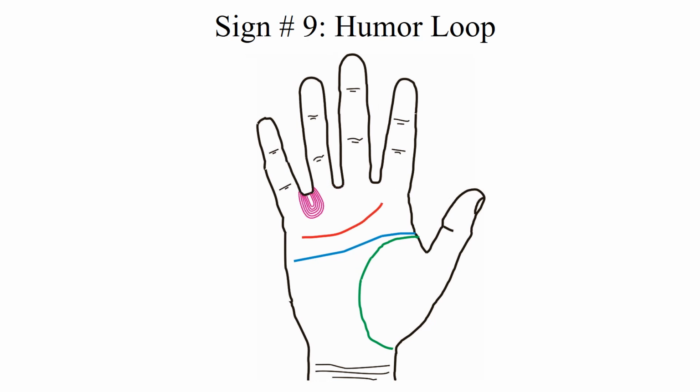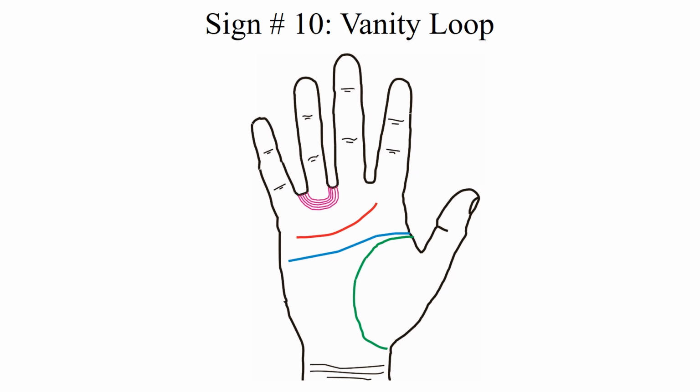Sign number 9. Humor loop. The humor loop is located between the Apollo and Mercury fingers. The person, having this sign, would possess a sense of humor, and would tend to take life less seriously than others.